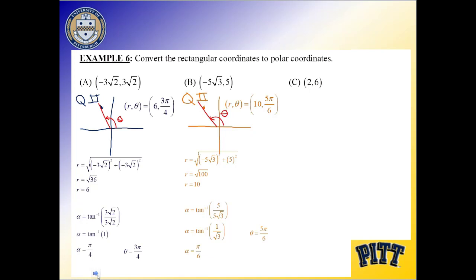For the point (2, 6), I'm still going to calculate what r is. It's in quadrant 1. r is going to be 2 times the square root of 10. So it's an irrational number, not really a nice number.